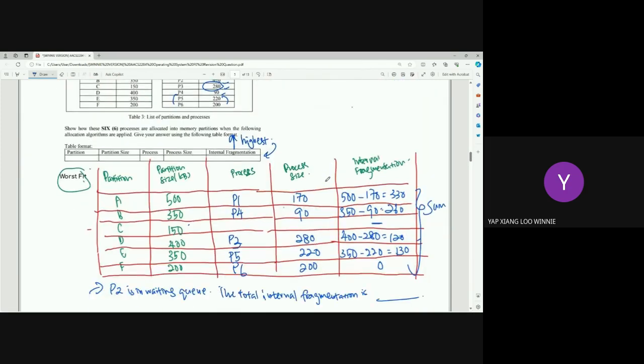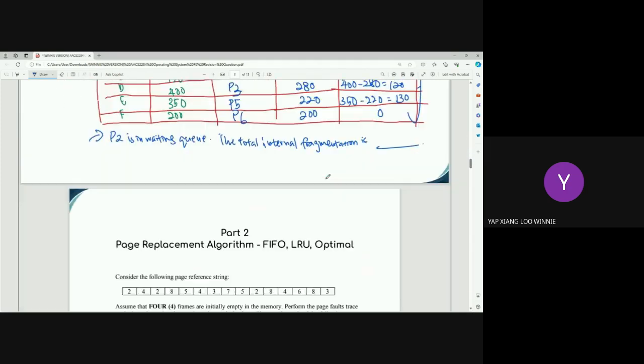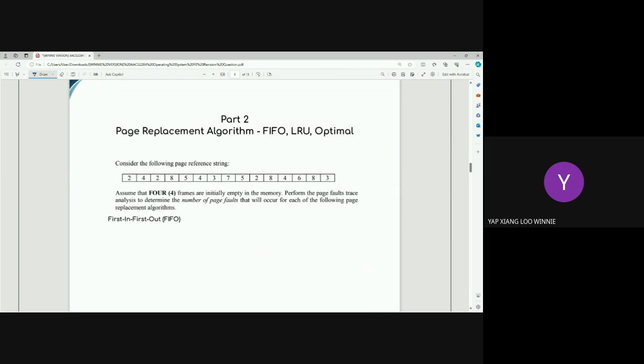All right, so I will stop the video here and I'll proceed with the next part in another video, which is page replacement algorithm.